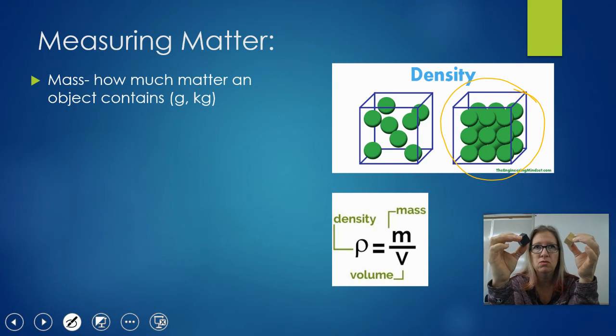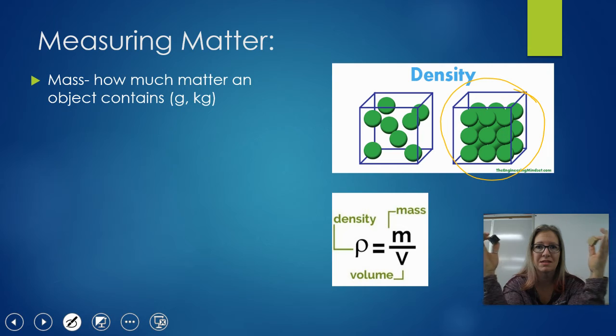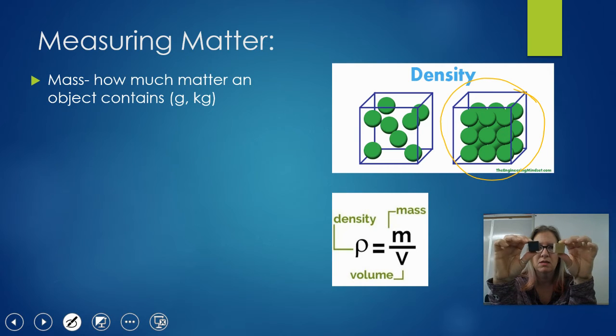Now, a lot of times we use the word massive to talk about size, but scientifically speaking, it's really referring to the mass of the object. This one is a lot lighter. There's less material in it, so its mass is less.